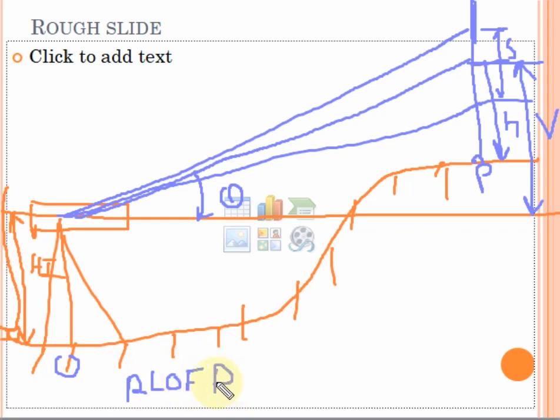RL of the point P is equal to the height of the instrument, first, HI. HI is nothing but the height of the instrument. How do you get the height of the instrument? Backside reading plus the benchmark. The benchmark is already given, and the backside reading you can measure, so you directly get the height of the instrument.